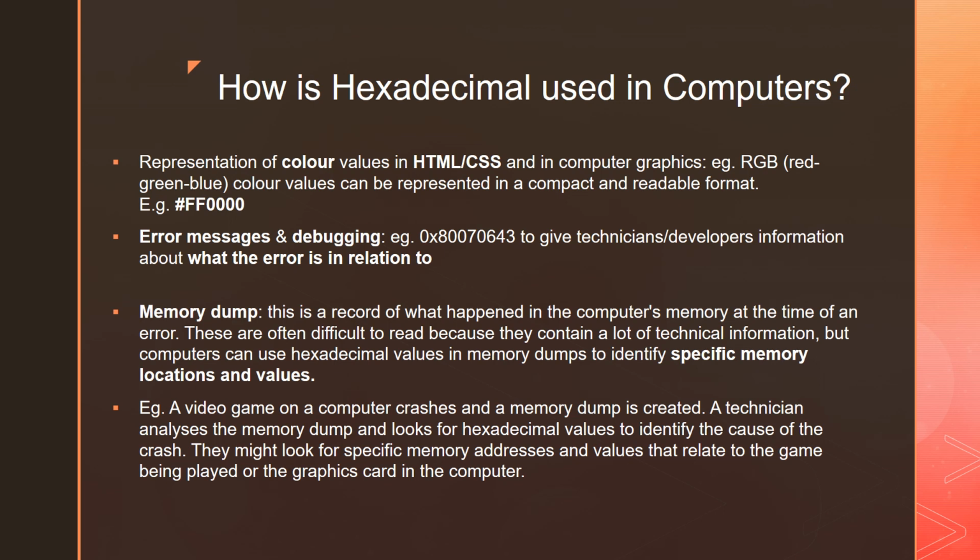This is a record of what happened in the computer's memory at the time of an error. These are often difficult to read because they contain a lot of technical information. But computers can use hexadecimal values in a memory dump to identify specific memory locations and values. For example, a given game on a computer crashes and a memory dump is created. A technician analyzes the memory dump and looks for hexadecimal values to identify the cause of the crash. They might look for specific memory addresses and values that relate to the game being played or the graphics card in the computer. If you don't know what graphics cards are, you can check my other videos. I have already talked about graphics cards in very much detail.